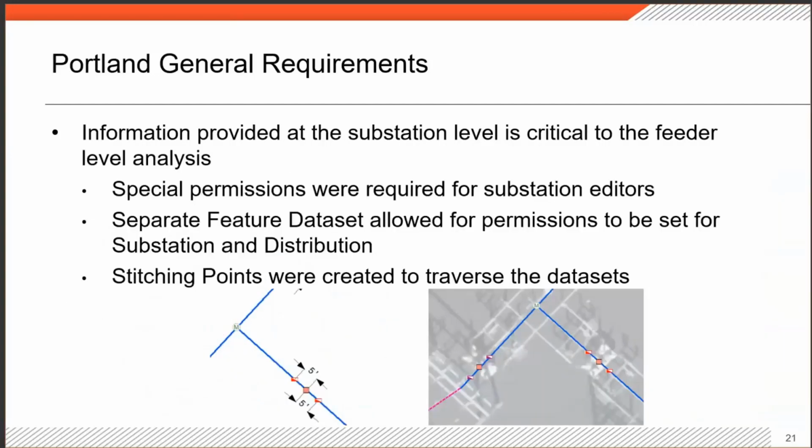Other requirements were the security. We could put the substations in the same database, but we created its own feature data set to isolate the roles for distribution editors to be separated from the substation editors. Then we created these stitching points, and those stitching points were going to allow us to traverse between the substation geometric network and the distribution geometric network. That'll help us to supply that total network for the ADMS.